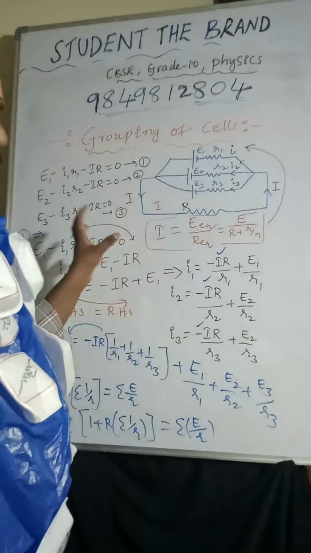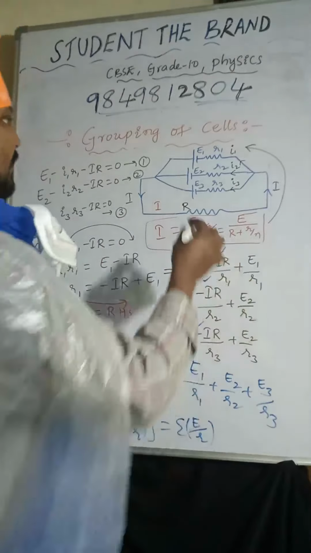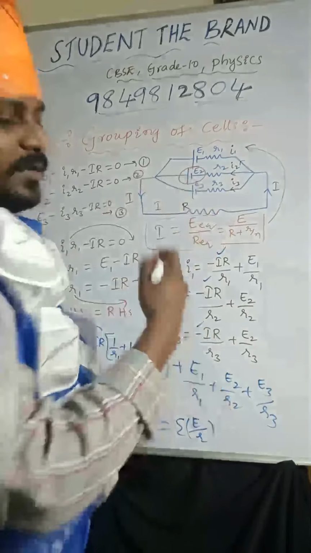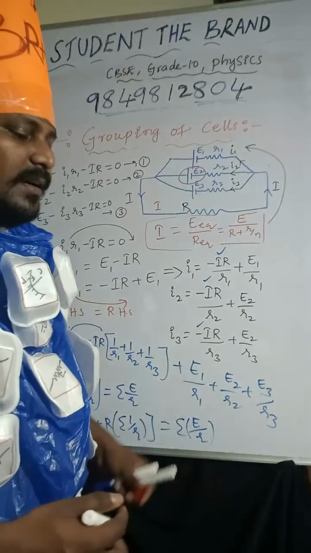Okay, I hope it is very clear. Now change the cell, reverse the second cell, and do the same process again on the LHS and RHS sides. Then you will get the values.